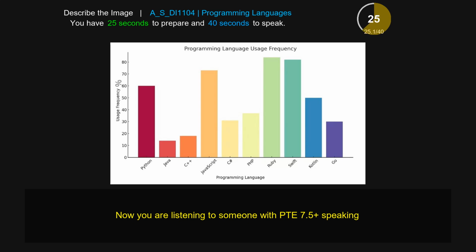And coming to Swift, which has a lower percentage when compared to Ruby, that is around 70, which is not equivalent to other categories of the programming languages. This is in the second rank. Overall, this provides more information about different types of programming languages and their usage.